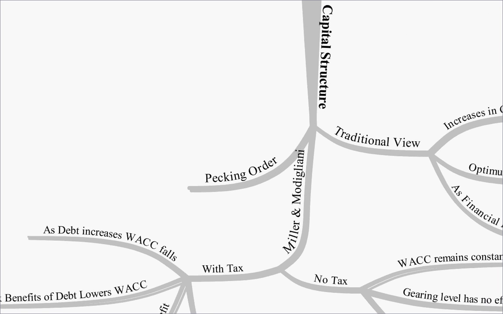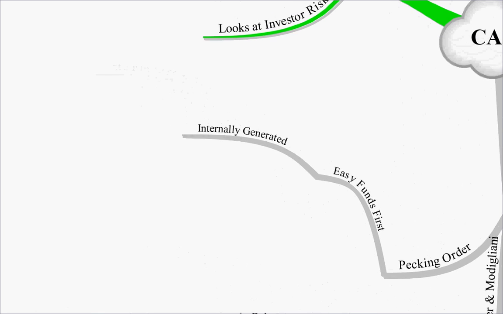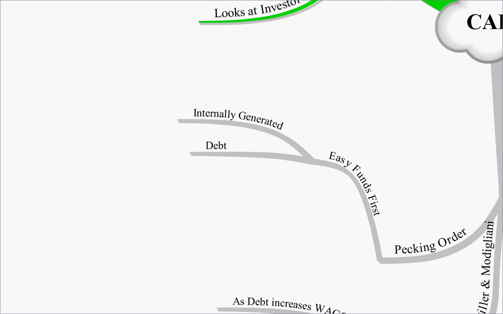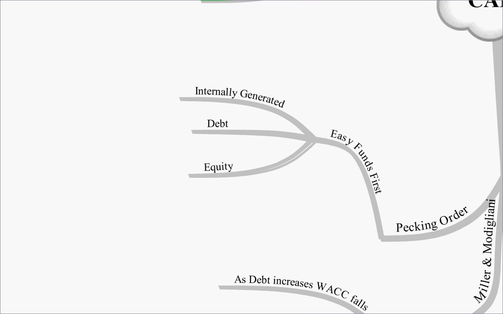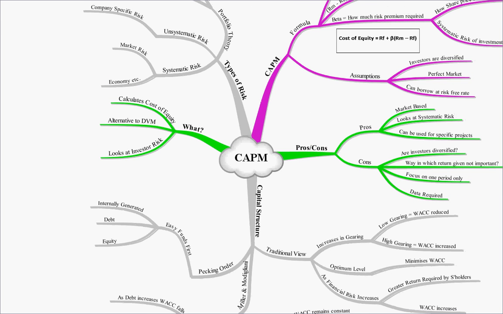One last theory is pecking order theory. And this basically says you use the funds that are easiest to get at first. So therefore you use internally generated funds, i.e. profits first. Then you go to debt because it's easier to issue. And then you go to equity because it's the hardest to actually get and issue. So that was our lecture on CAPM with a little bit of capital structure thrown in.